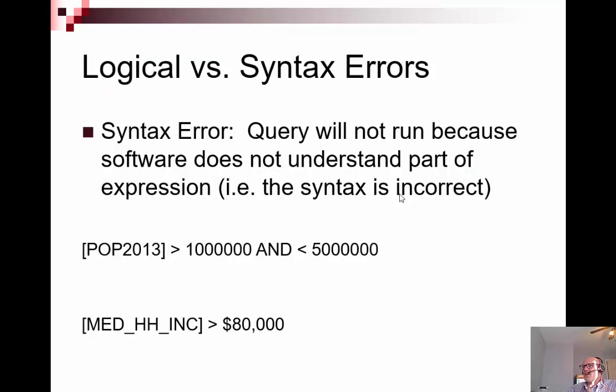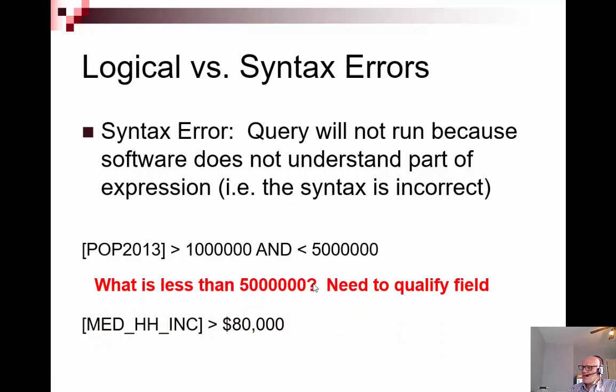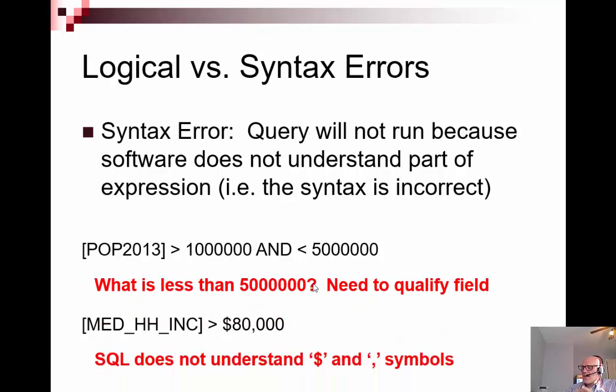Some of the things we need to understand are the ideas of logical versus syntax errors. So a syntax error means that the actual syntax is not correct. It will not run. So something like POP 2013 is greater than 1 million and less than 5 million. Well, we need to specify what's less than 5 million. In addition, if we put funny characters or characters it doesn't understand, like $ or commas, it might not understand it. But our ArcGIS Pro software, especially the desktop software, is really good at understanding and getting rid of some of these extraneous characters, while the online version, which we'll look at briefly, will not.